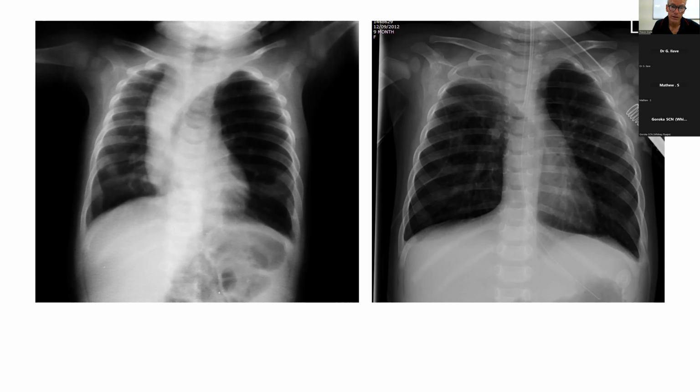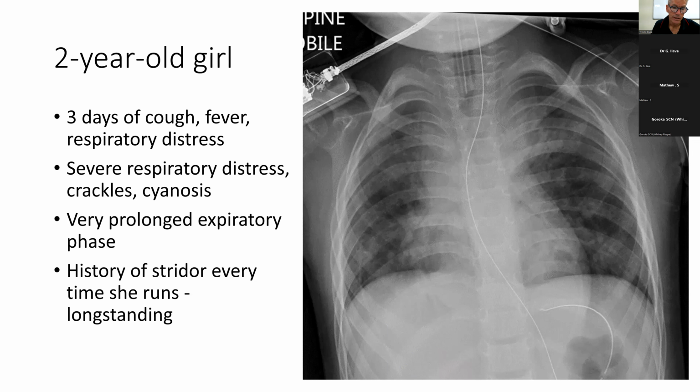Okay. Now, I wanted to show you this child. This is the second case. This is a little bit different because the first child I showed you was acutely unwell. He'd had just 2 days of cough, fever, and respiratory distress. So you can start thinking this is an acute infection or an acute problem like acute asthma. But this was a 2-year-old girl who'd had 3 days of cough, fever, and respiratory distress. And she had severe respiratory distress with crackles, and she was very deeply cyanosed. And again, a very prolonged expiratory phase.